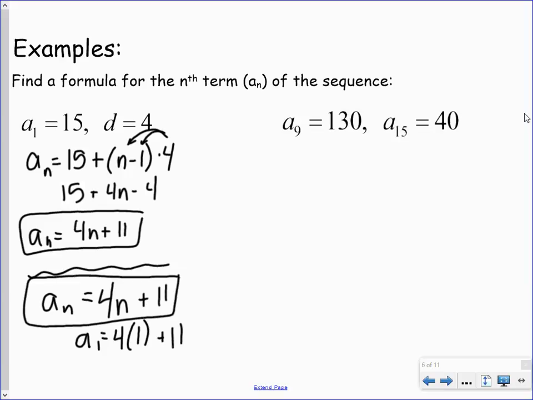Now, I'm going to have you go back to your small groups really quickly, and I'm going to let you brainstorm. What if I don't give you the information you actually need? So what if I don't give you a sub 1, and what if I don't give you the difference? What if I tell you the 9th term of the sequence is 130, and the 15th term of the sequence is 40? Are you able to get any of the information that you need so that you can write the equation or the rule for the sequence? Generally, if I want to write the rule, I'd like to have the common difference, and I would also like to have perhaps the first term. Okay, so see if you and your group can come up with any ideas about how you might be able to get either of those things.